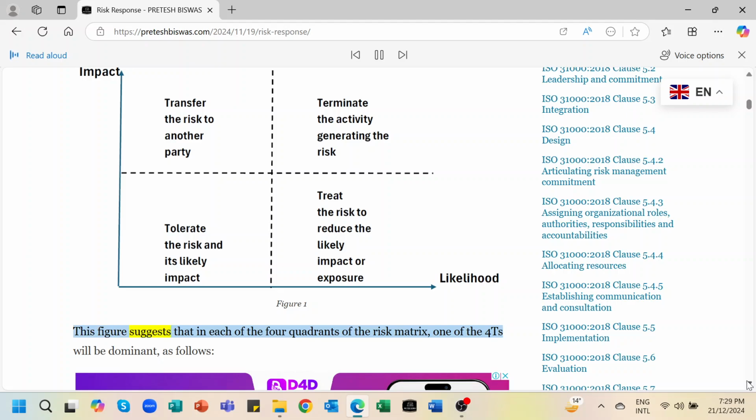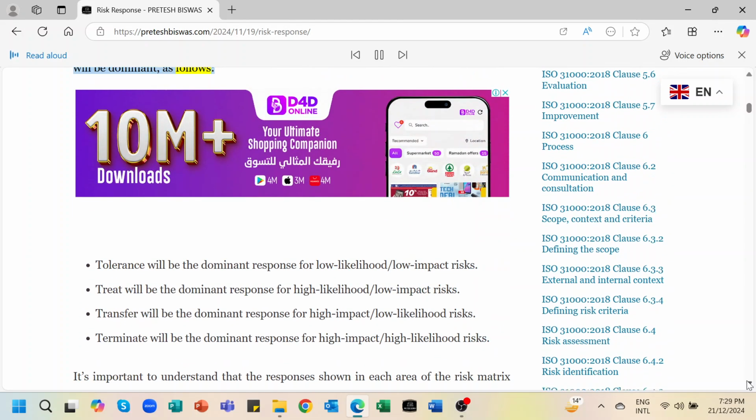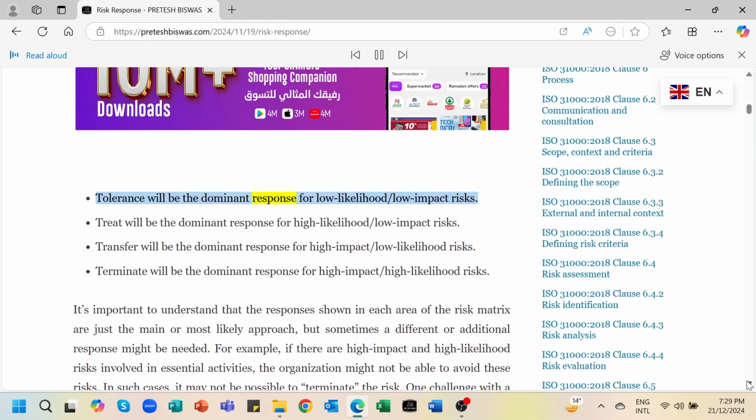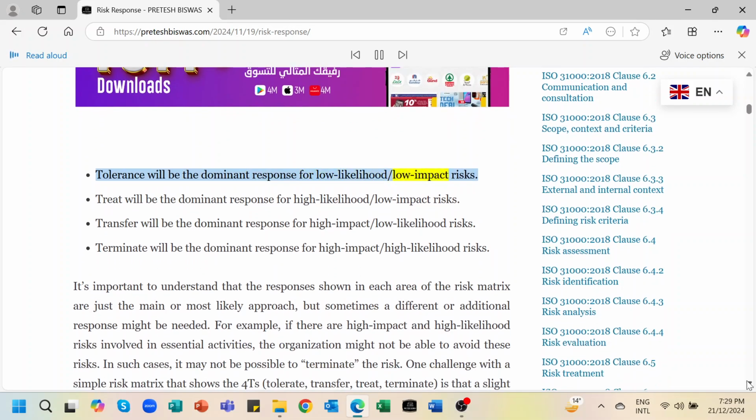This figure suggests that in each of the four quadrants of the risk matrix, one of the four Ts will be dominant, as follows. Tolerate will be the dominant response for low likelihood/low impact risks. Treat will be the dominant response for high likelihood/low impact risks. Transfer will be the dominant response for high impact/low likelihood risks. Terminate will be the dominant response for high impact/high likelihood risks.